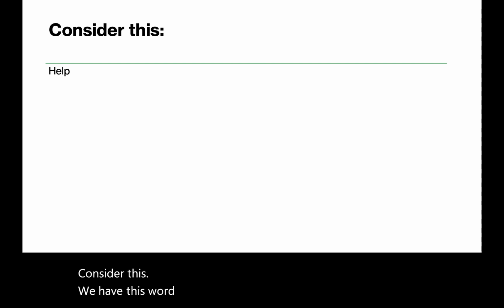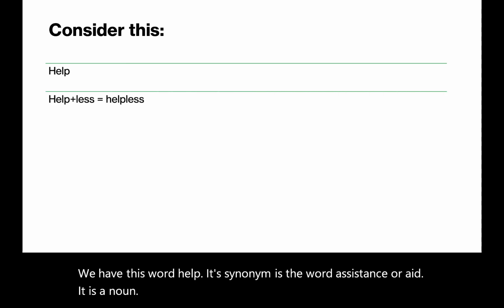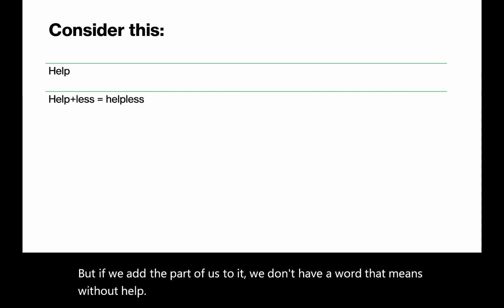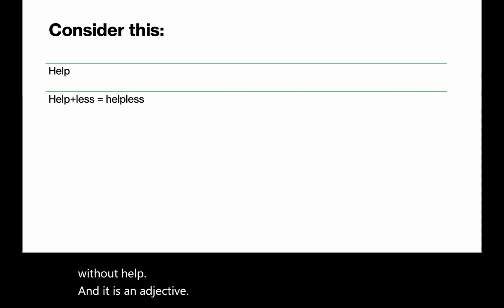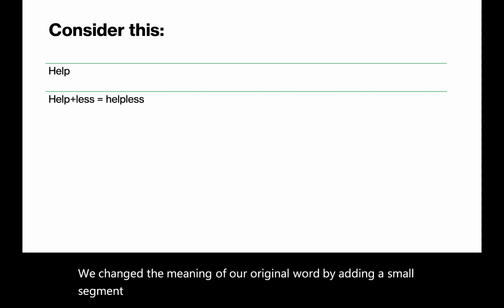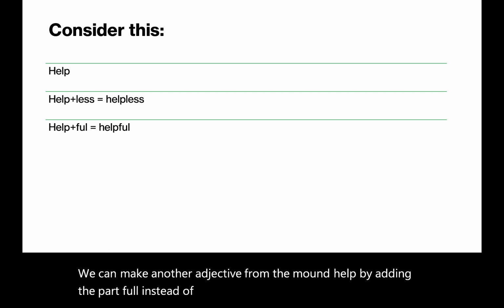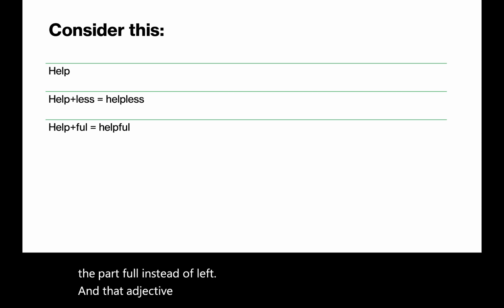Its synonym is the word assistance or aid. It is a noun. But if we add the part less to it, we now have a word that means without help, and it is an adjective. We changed the meaning of our original word by adding a small segment to it, and we changed its part of speech. We can make another adjective from the noun help by adding the part full instead of less, and that adjective would mean useful, handy, or willing to help.